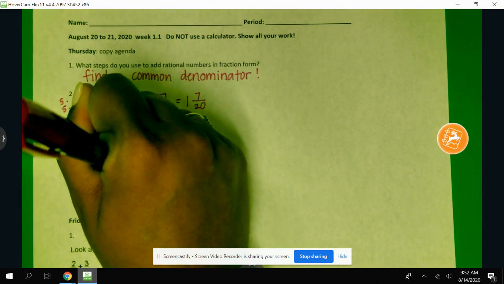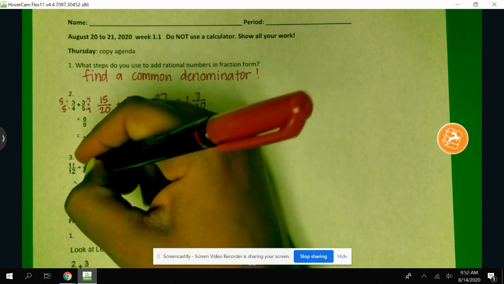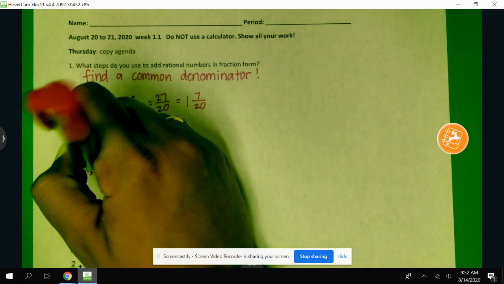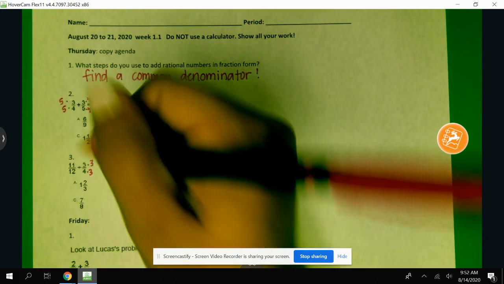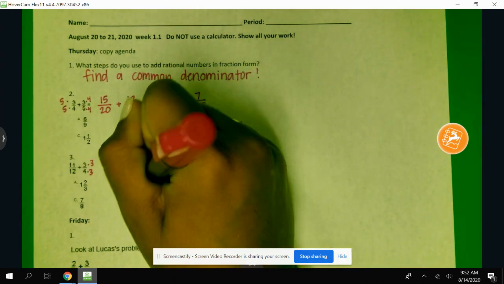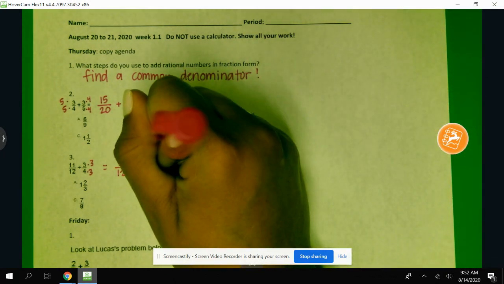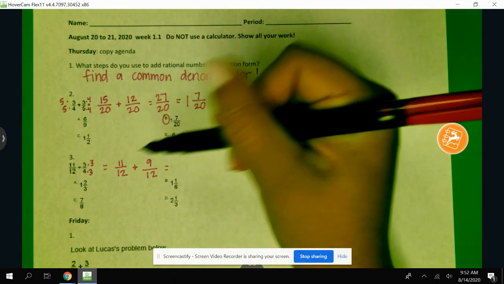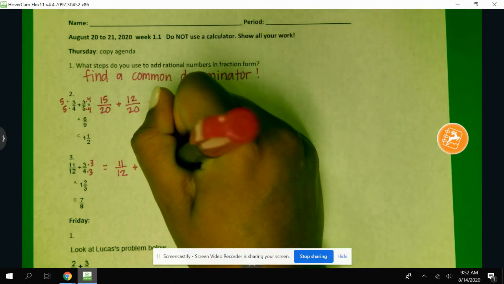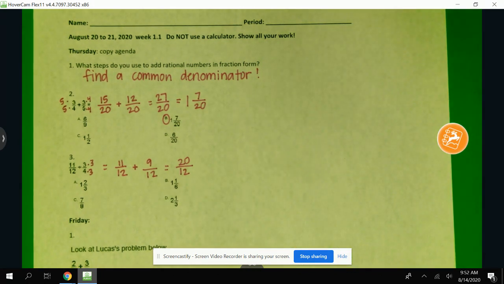It can stay the same. Okay. So the second one, I'm multiplying the bottom by 3, which means I have to multiply the top by 3 as well. So 3 times 3 is 9. And then, of course, your denominator is still 12. So now that you have the common denominator, you can add your numerators. So 11 plus 9 gives you 20. So you get 20 over 12.